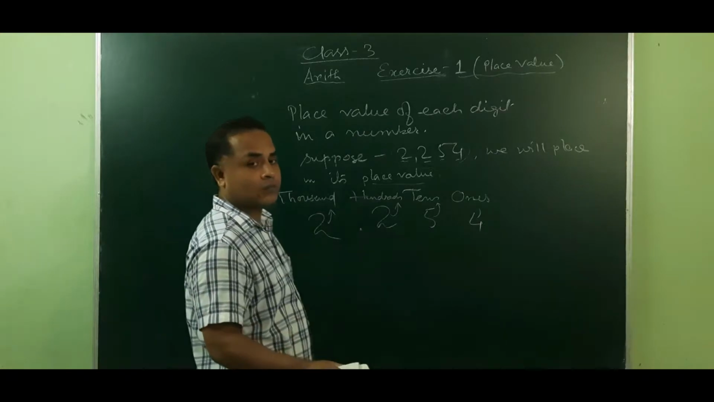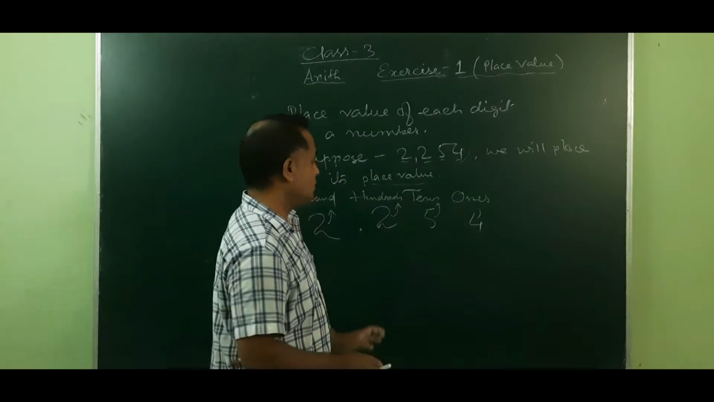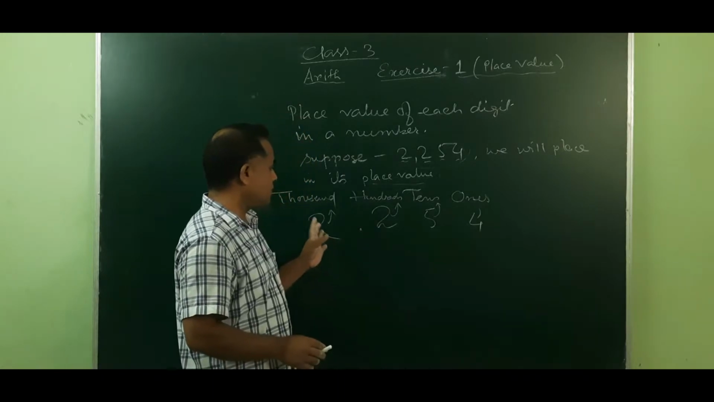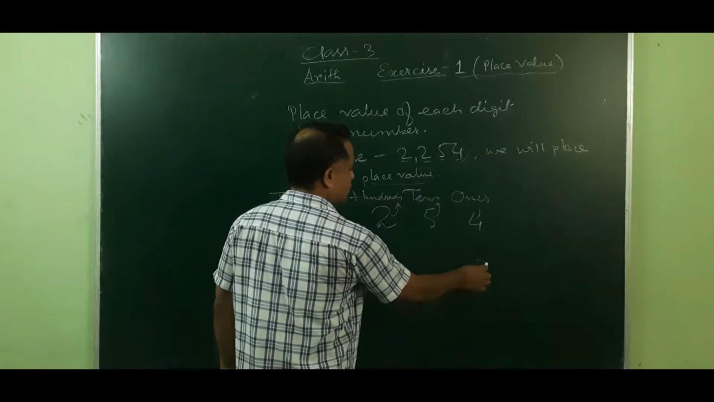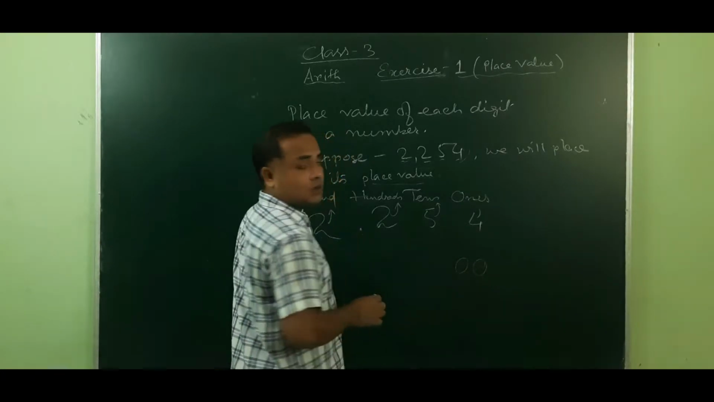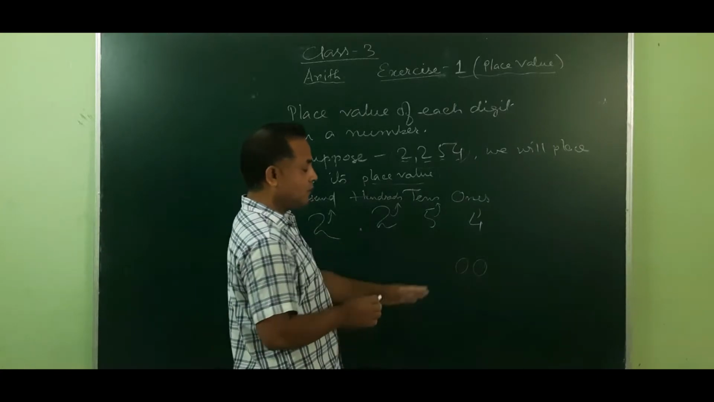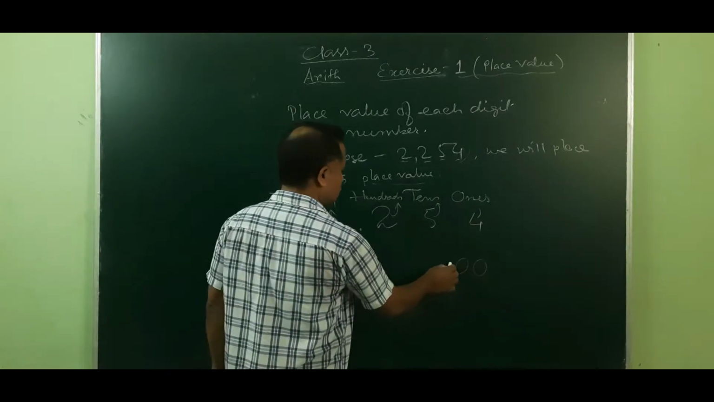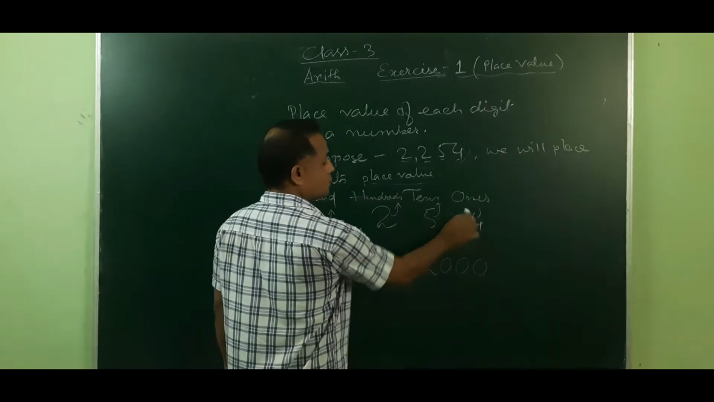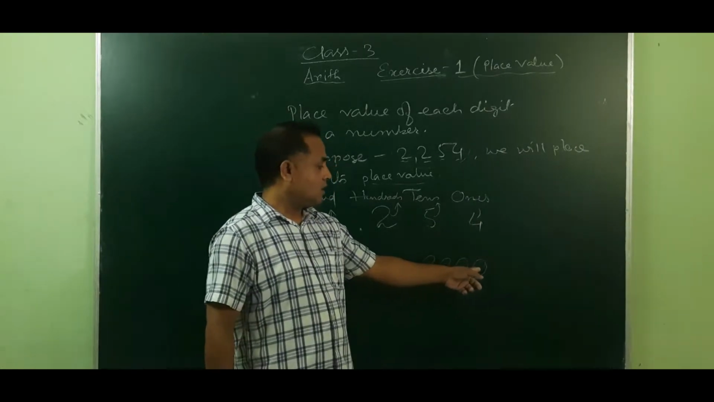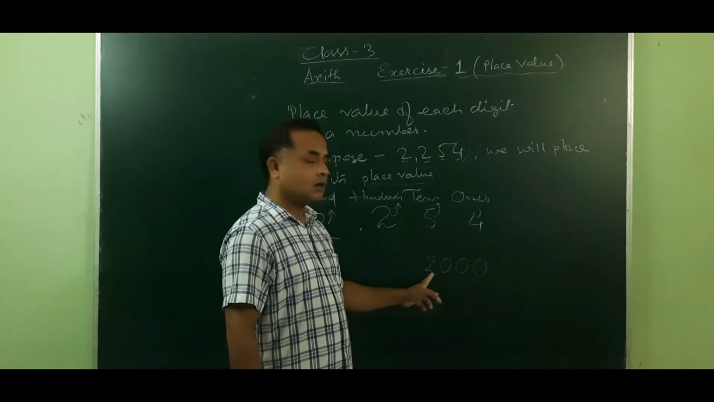Now when we try to write to the thousand place, how many zeros do we need to put, or how many zeros do we need to count? 1, 2, 3. Because this is in the 1 place, 10 place, 100 place, then 1000 place.